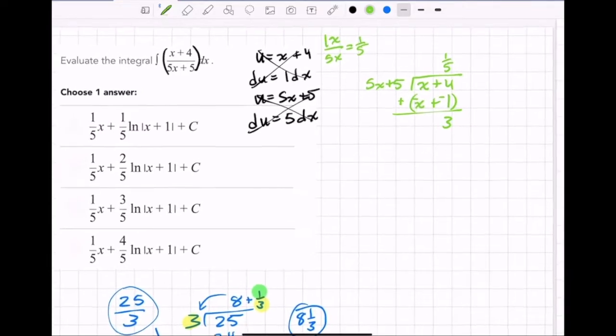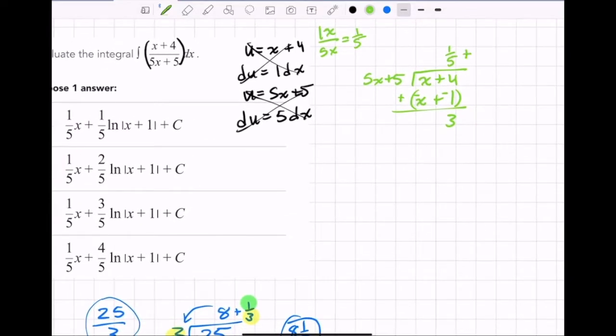So what do you do with your remainder? That's right, you go plus 3 over whatever you're dividing by. So now we have a new integral. It's a little prettier. I mean, you guys might not think so, but it is more doable. It is palatable, okay?